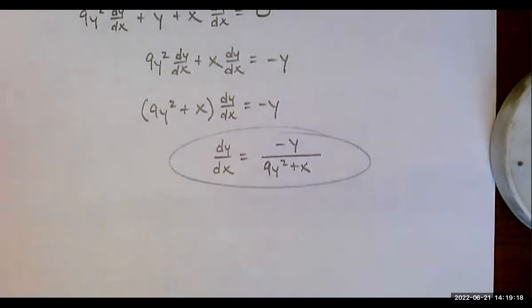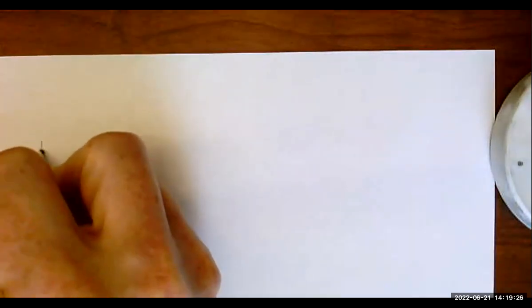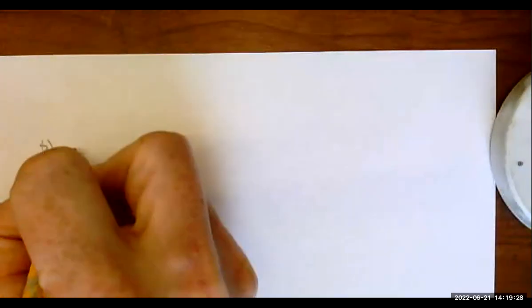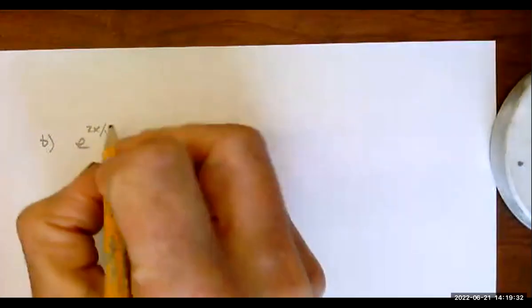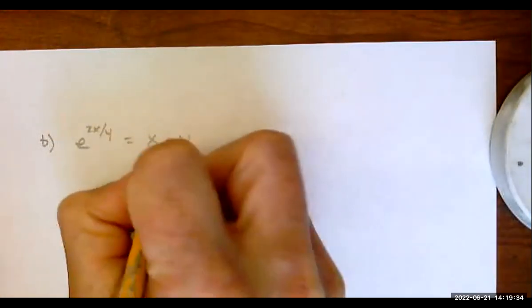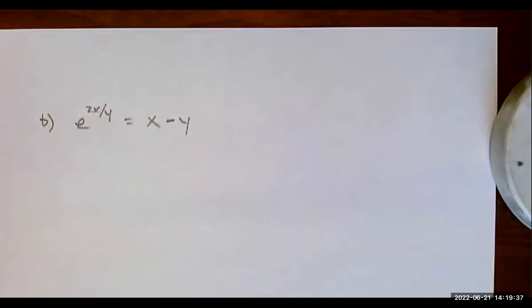And we could find slopes of tangent lines, equations of tangent lines, all that. We're not going to do that here. We're just going to move on to part B. We have e to the 2x over y equals x minus y. Okay, now we have some variables on both sides.